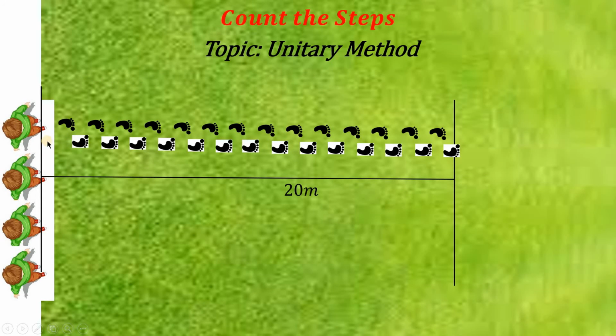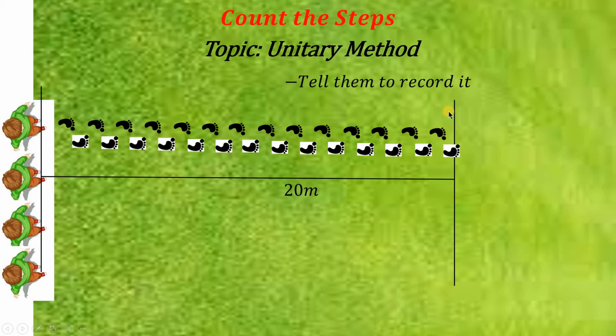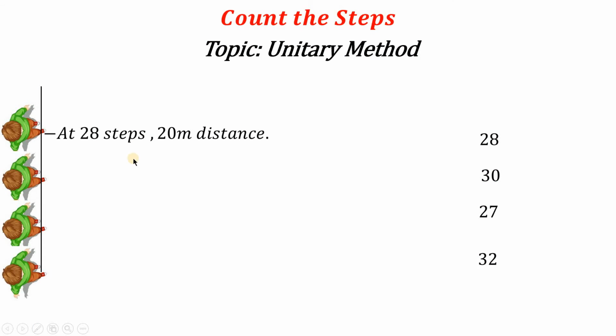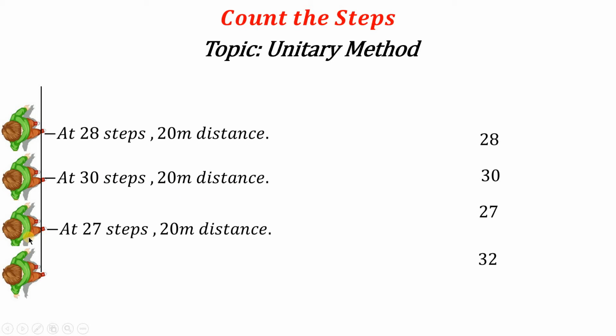Let's say they have started walking, and while walking, they must count the steps as they proceed. When they have reached the ending line, they must record the number of steps in their copy. Let's say the first student makes 28 steps, the second 30 steps, the third 27, and the fourth 32 steps. So the first student covers 28 steps to cover the 20 meter distance. The second student covers 30 steps to cover 20 meters. Similarly, the third student takes 27 steps, and the fourth student takes 32 steps to cover the same distance.